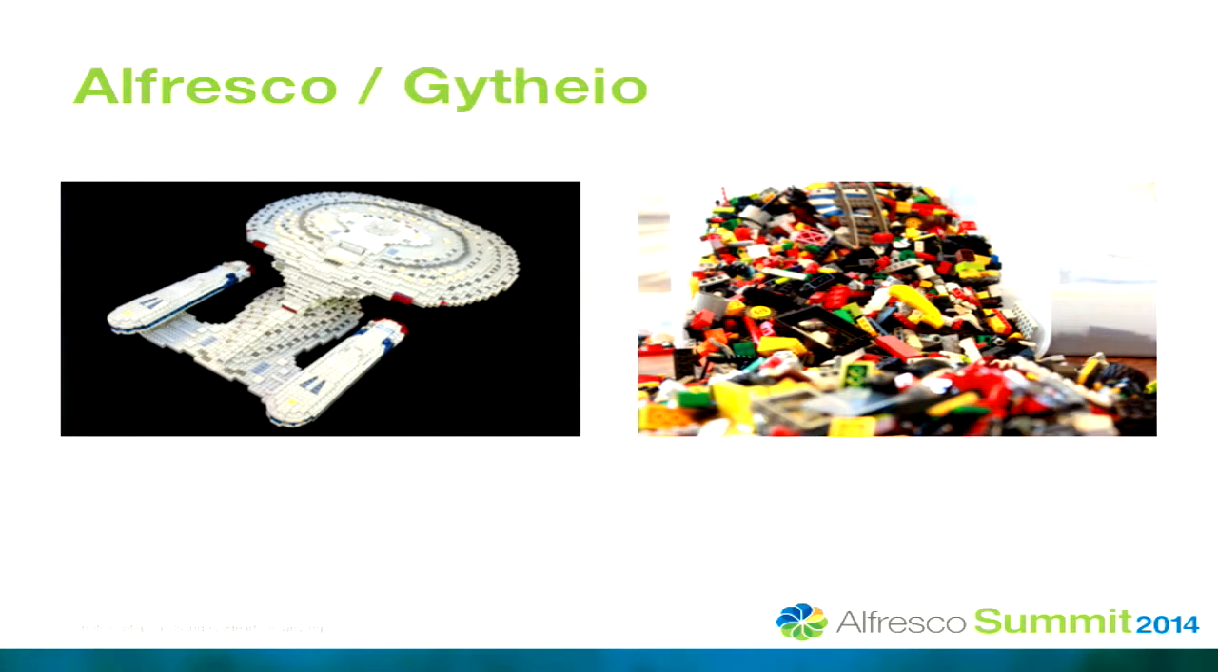So one way of visualizing that is if Alfresco is the awesome enterprise class ship made of Legos in this case, Gytheio would be the box of Legos, right? So you could reassemble the entire enterprise out of that if you wanted to. You could build something completely different if you wanted to.